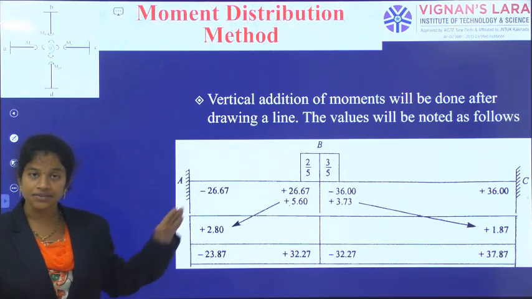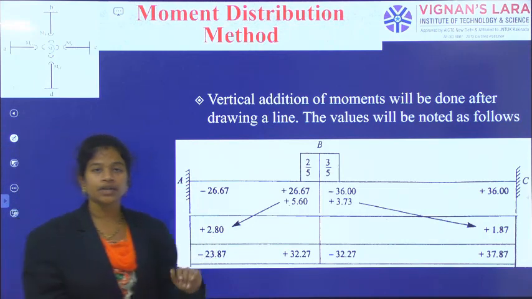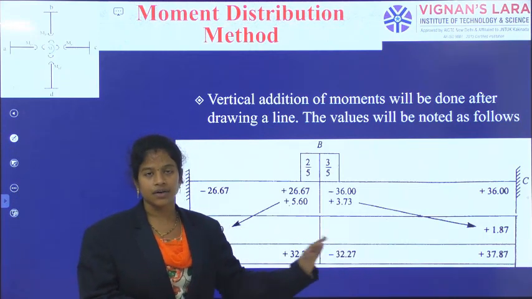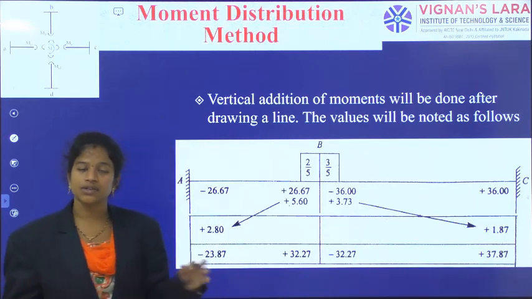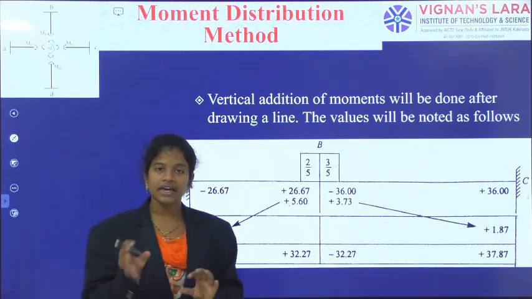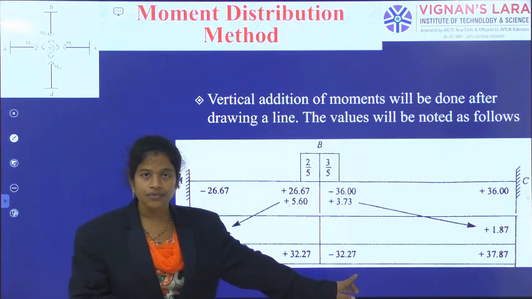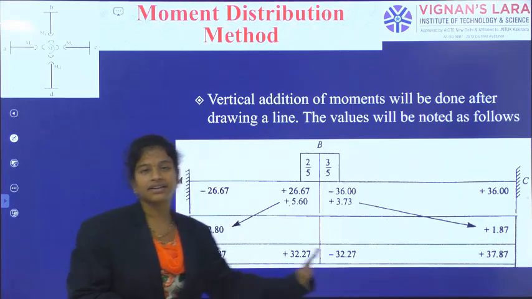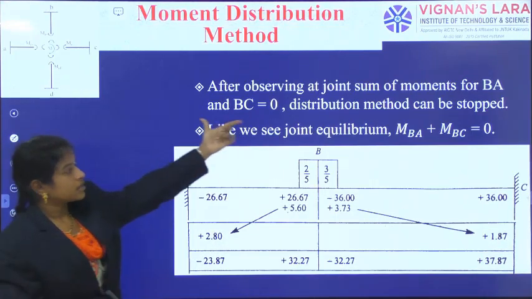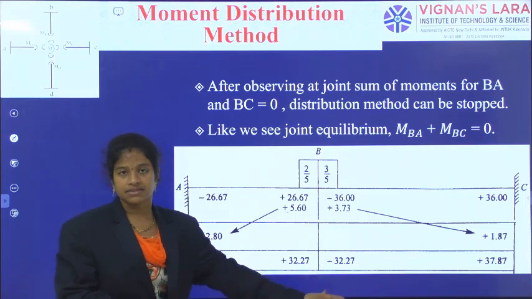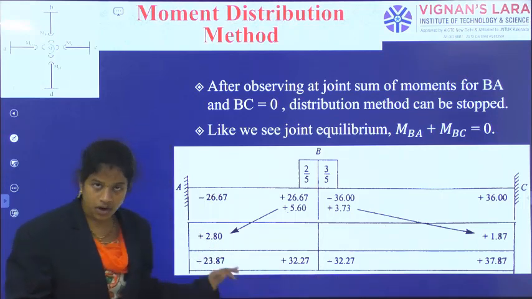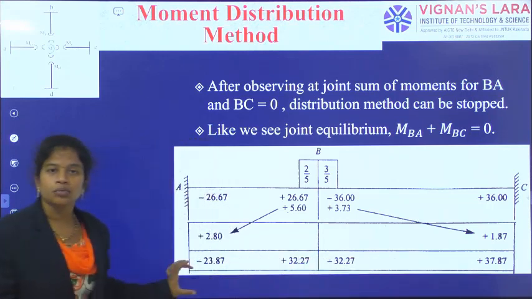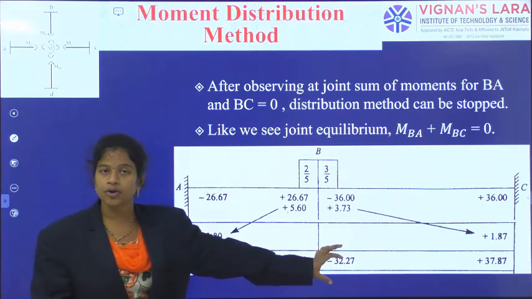After getting the vertical addition from the top to this value, what you can observe is that at joint B these two should be equal in magnitude, with the summation equal to 0, so with the sign they should differ. Near to 0, the summation of MBA and MBC should come. If it is okay, you can complete the table, observing the condition MBA plus MBC equals 0. With this, the distribution table was over. After the distribution table, the last answer is the support moments answer.